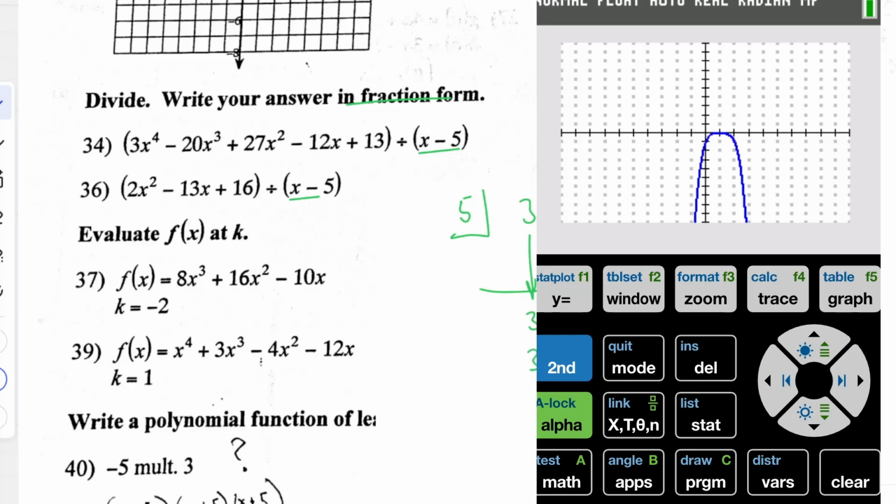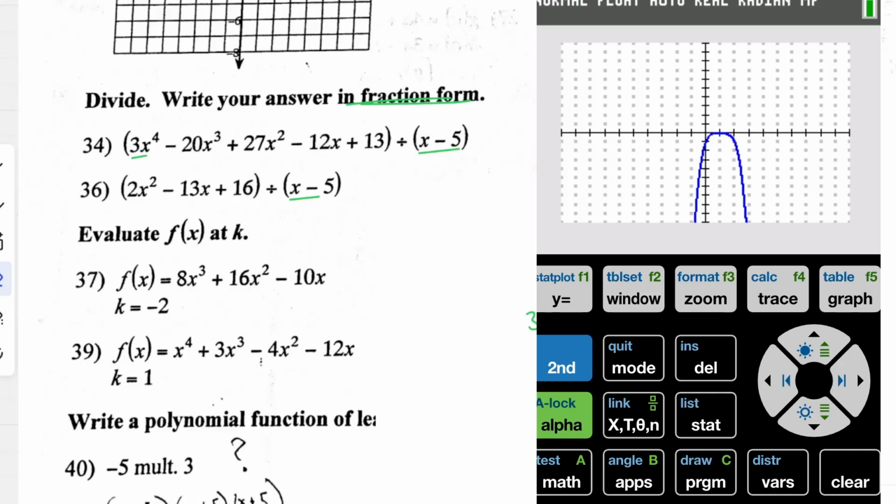All right, so this is 1 degree less than the original problem. So this is 3x to the third minus 5x squared plus 2x minus 2 with the remainder of 3, which we'll write as 3 over x minus 5. I guess that's what they mean by fraction form. Let's leave it. And I'm just going to erase that. Skip to 37.